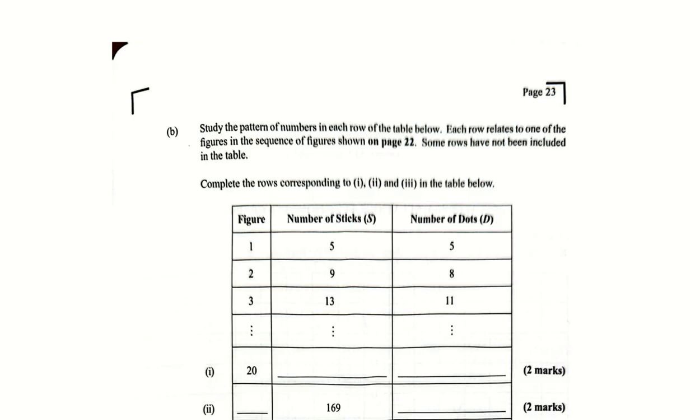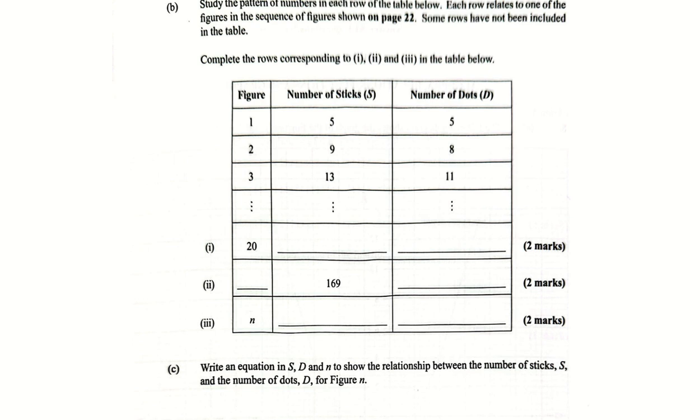Now let's go on to the next part of the question. Study the pattern of numbers in each row for the tables below. Each row relates to one of the figures in the sequence of figures shown in page 22. Some rows have not been included in the table. Complete the row corresponding to 1, 2, and 3 in the table below. Right? And then, okay, so let's do that first.